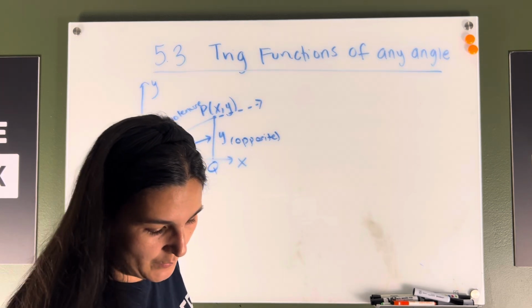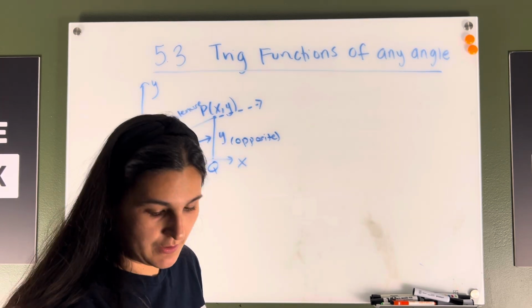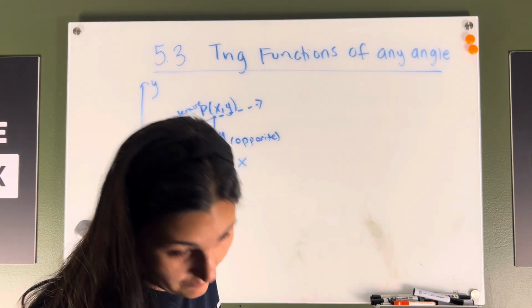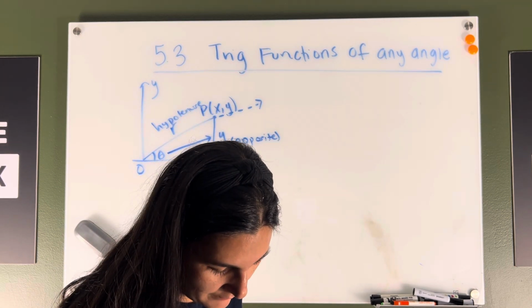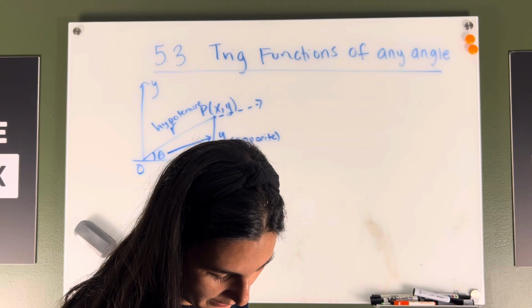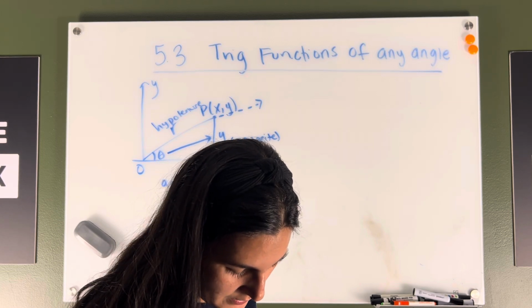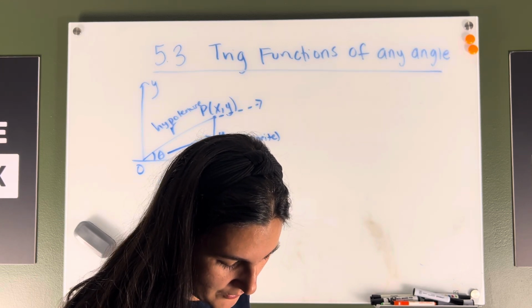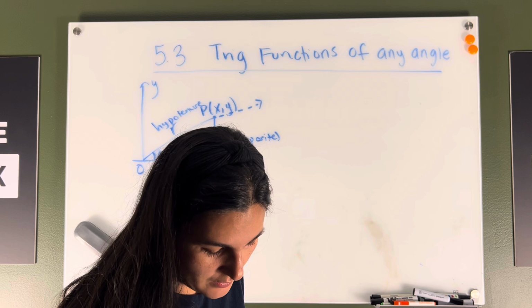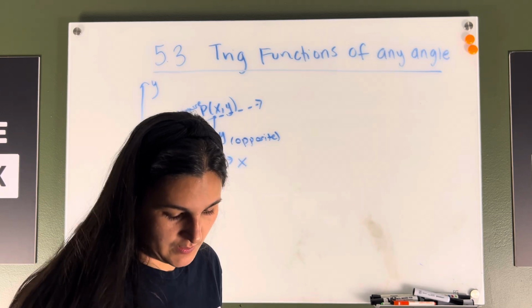All right, example number 1. It says, evaluating trigonometric functions. Let P, the point (-2, -5), be a point on the terminal side of angle theta drawn in standard position. Find the values of the six trig functions of theta. Okay, so we're going to practice.